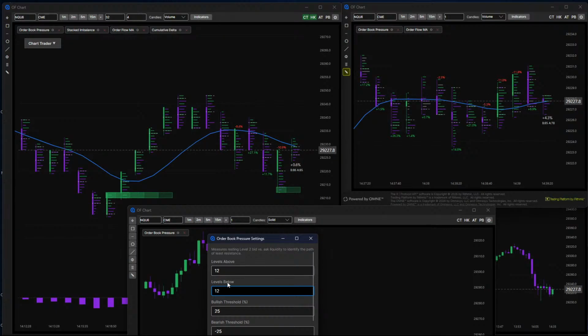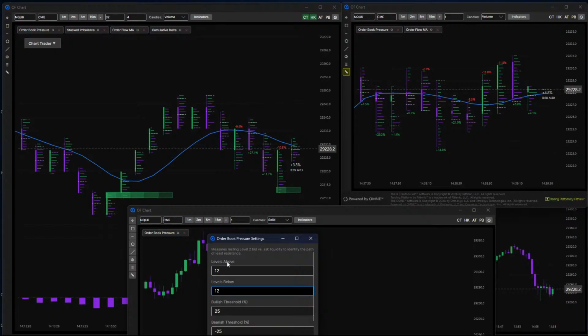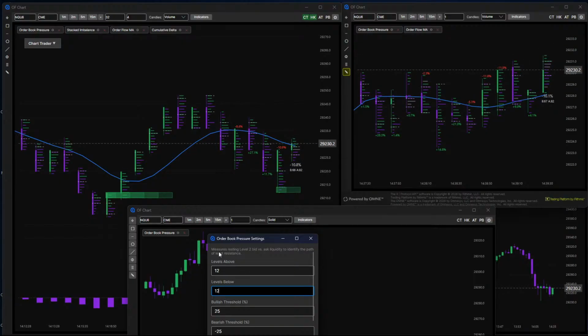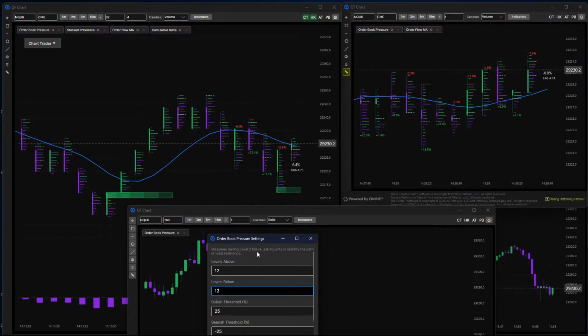Levels above, levels below. I need to rename this, instead of levels above, it just needs to be bids, and levels below need to be, or no, these are the bids, these are the asks, above are the asks. Measures resting level 2 bid versus ask liquidity to identify the path of least resistance.